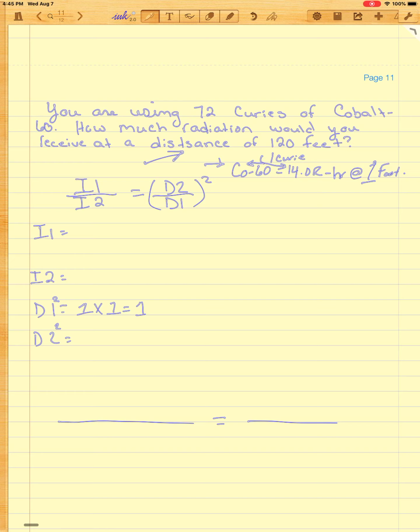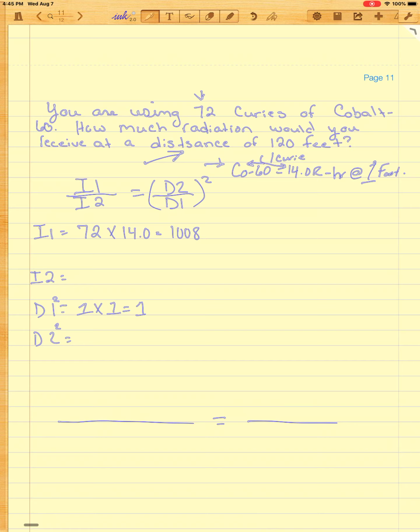So the next thing is, they're not asking for 1 curie, they're asking for 72 curies. So we have to take 72 curies and multiply it by 14.0 in order to get our first intensity, which would be 1008.